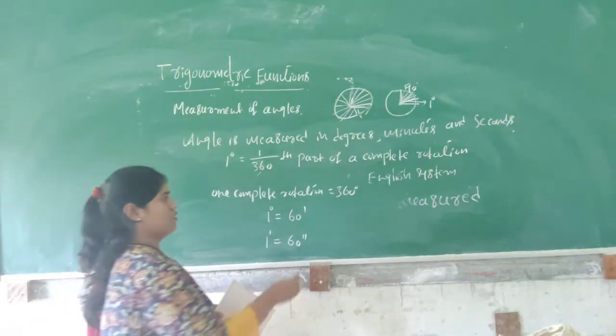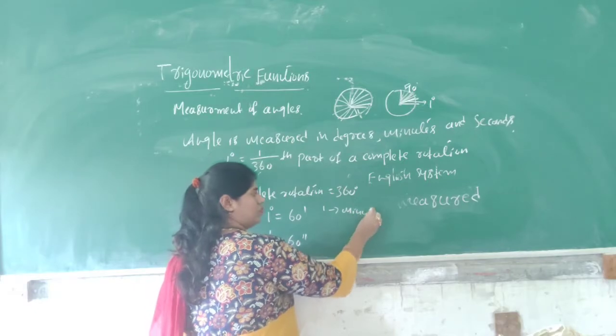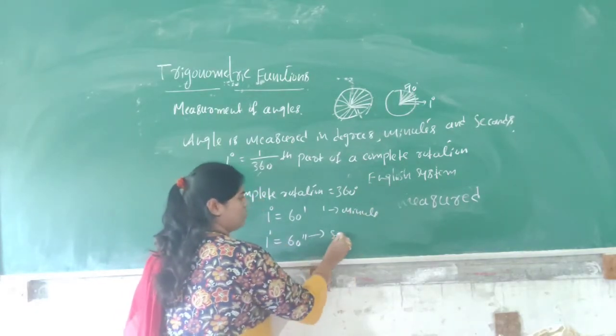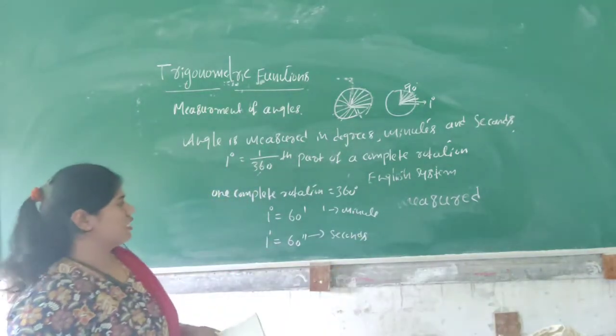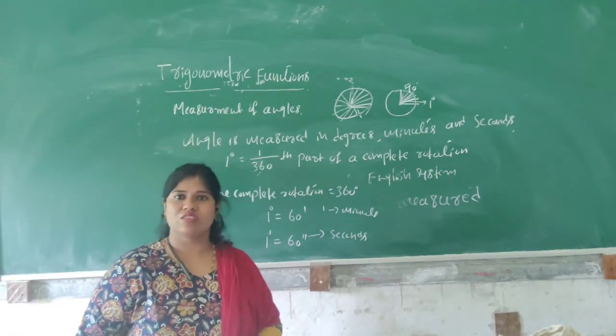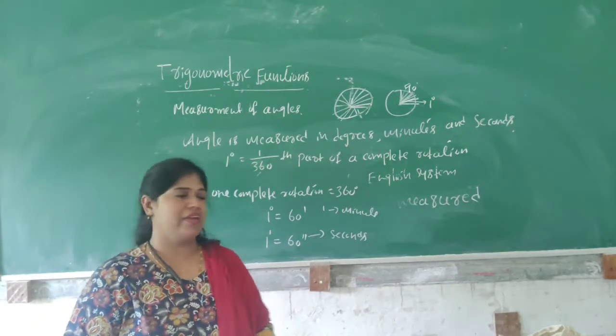So this one is a single line, 1 dash. Right, okay? If it is 2 dash, it is seconds. So 1 degree is equal to 60 minutes, and 1 minute is equal to 60 seconds. You should know this. You know the clock, okay? You know the clock very well.